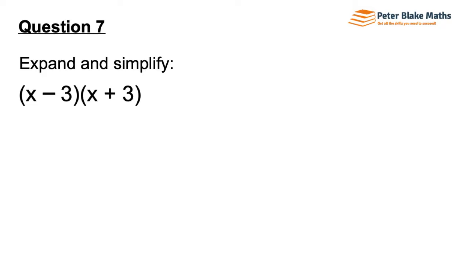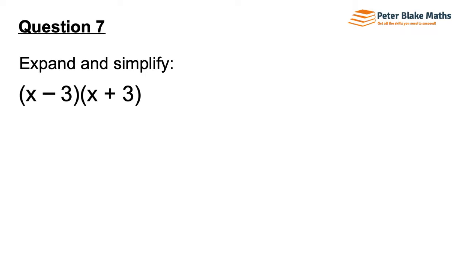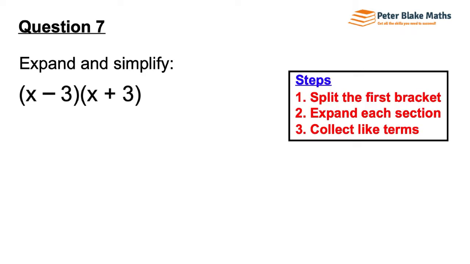Question 7. Expand and simplify x minus 3 times x plus 3. Okay, if we split the first bracket, something interesting happens here when we expand each section and collect like terms. You'll notice we have a bracket with a minus in it and a bracket with a plus in it, but other than the plus and the minus, the terms are the same as each other in each bracket. There's an x as the first term and a 3 as the second term. So let's see, something very interesting happens on this one.